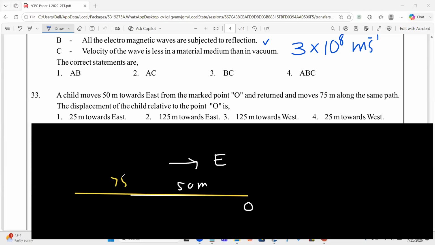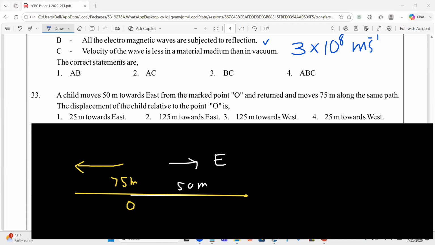75, right? Yes. He starts to move from the marked point. A child moves 50 meters towards the east from the marked point. Marked point is O, no? Yes, this is the O point. Yes, I got it. And return and moves 75 meters in the same path.